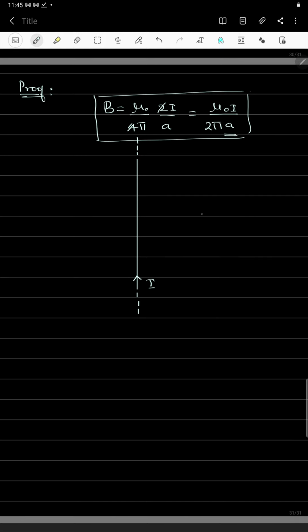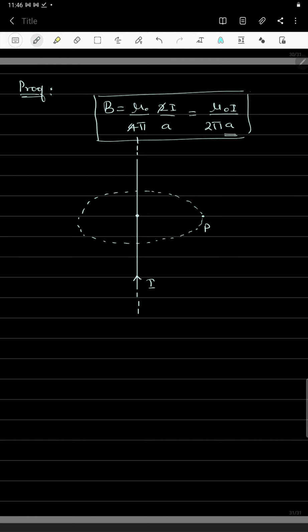What will happen if you are using the Biot-Savart's law? I will take a point P here. At this point P, what magnetic field is produced when the current is flowing through this conductor? I will draw the magnetic field line here. This is the magnetic field, in a circular loop, produced by the current carrying conductor.